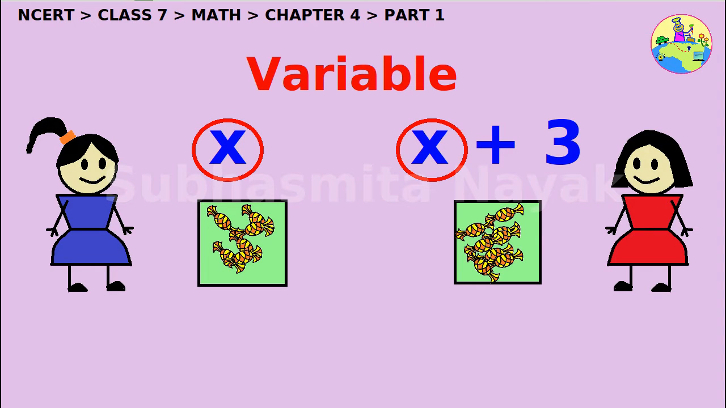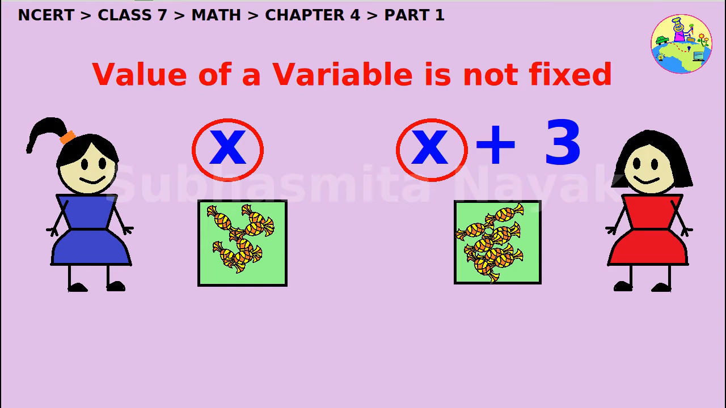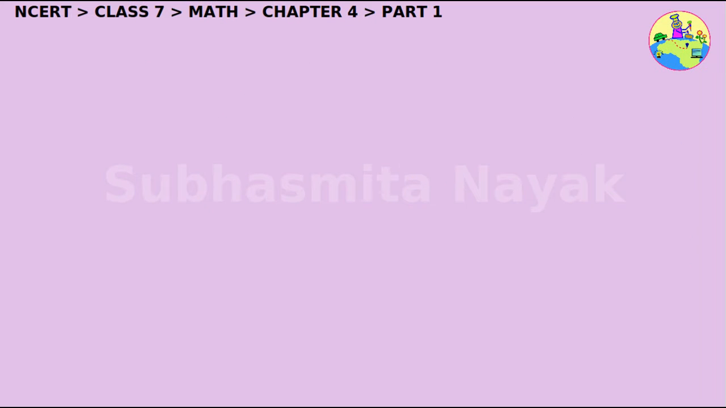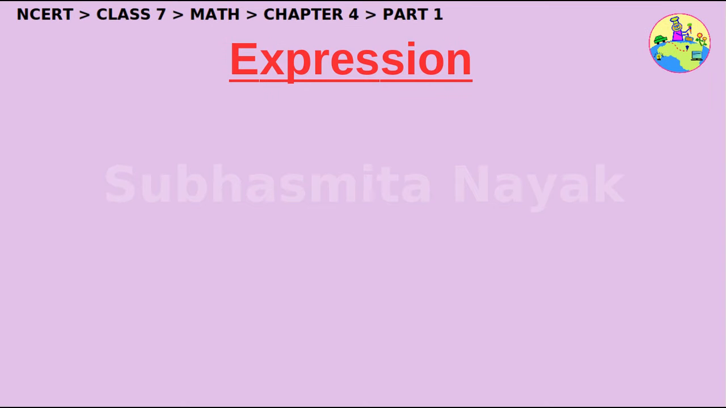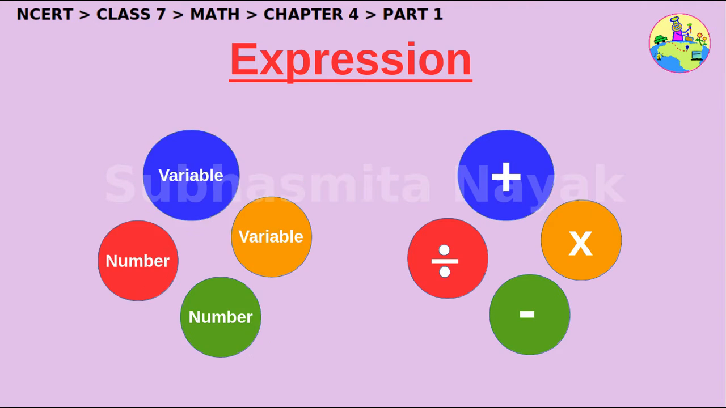Like X, we can use X, Y, Z, L, M, N, P, Q, R, etc. to represent a variable. A variable takes on different numerical values. Its value is not fixed. Now we will learn what an expression is. Expressions are formed by performing operations like addition, subtraction, multiplication and division on variables.